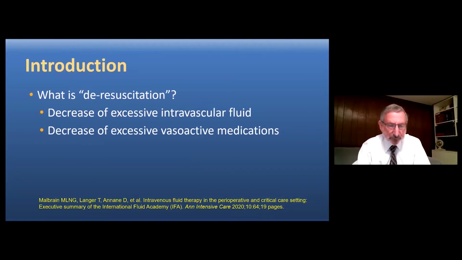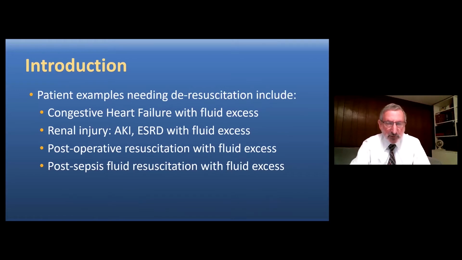no longer need. So if we were to look at that Starling curve, these are patients who are over the curve. They're over the curve, shifted to the right where the curve decreases, and they are working with excessive fluid that you may judge should be relieved. So some of these could be congestive heart failure, renal injury patients, post-operative patients, or post-sepsis patients, all with excess fluid.